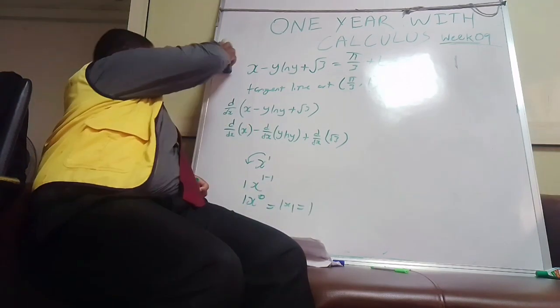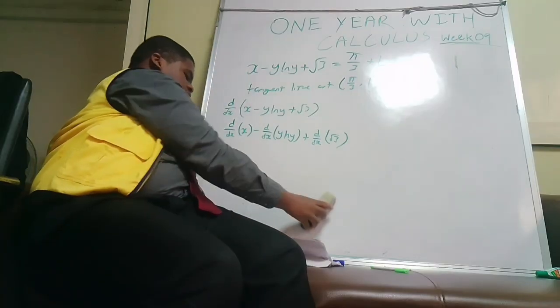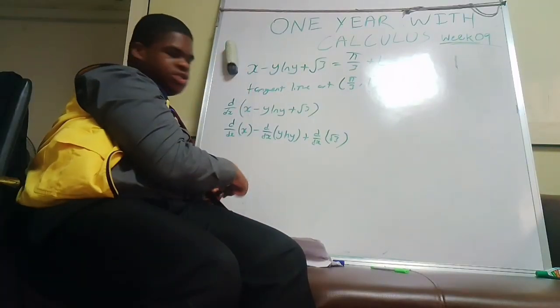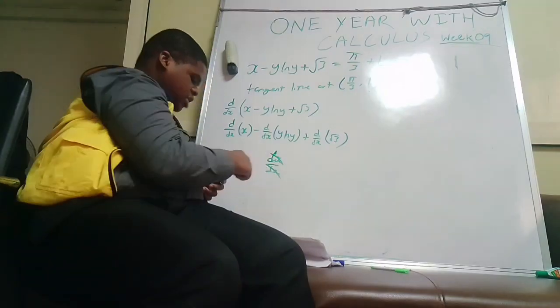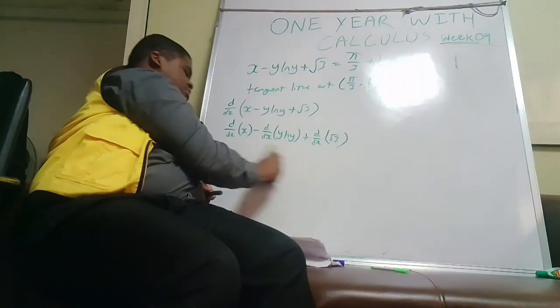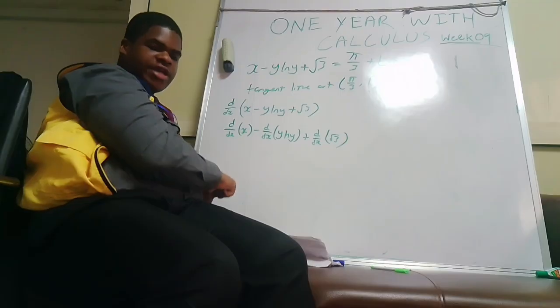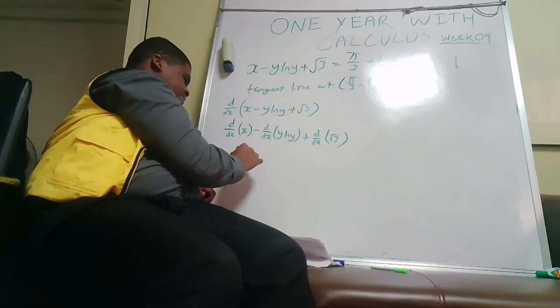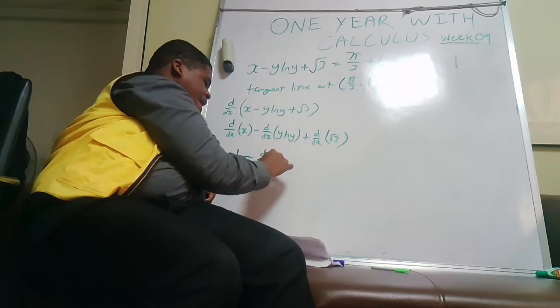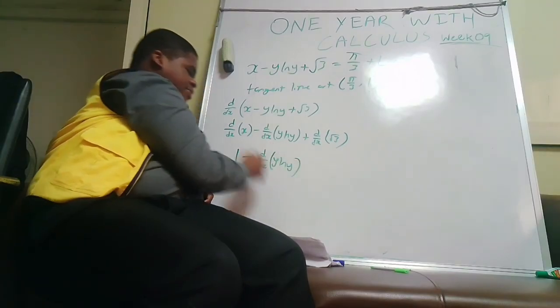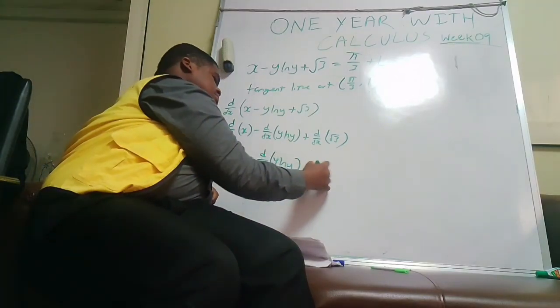So we have the derivative of x with respect to x is equal to 1. If you don't understand this, I'll just say that the dx of the x cancels the x here. But I'm very sure that this is understandable, that the derivative of x with respect to x is equal to 1. So you have 1 here minus the derivative of y ln y with respect to x plus 0.